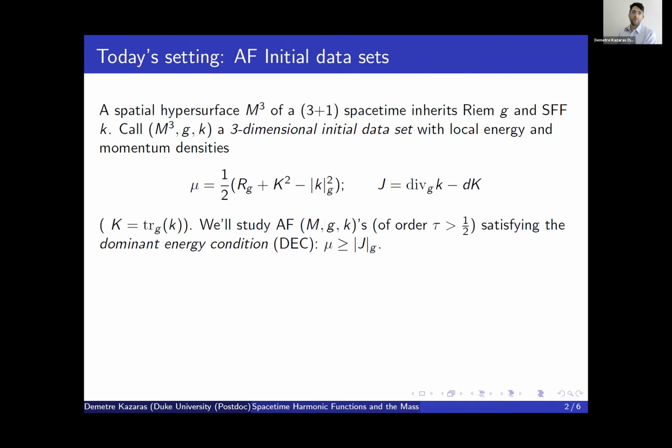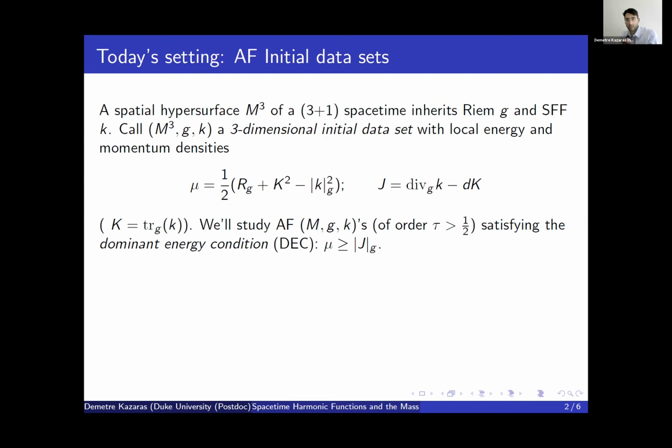All right, so mainly I'll talk today about asymptotically flat initial data. Outside of some compact set, or perhaps non-compact set containing several ends, there's a diffeomorphism from the complement of the set to R^3 minus a ball, in which, in these coordinates, the metric and the second fundamental form decay to the flat metric or zero respectively, with some order of decay called tau, which is bigger than a half. And the dominant energy condition becomes mu is greater than or equal to the norm of J. So that's what we're studying: asymptotically flat, three-dimensional initial data sets with this condition.